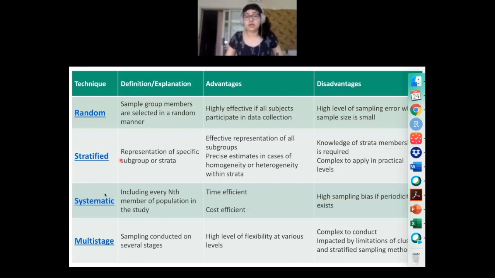I thought this was a helpful table for you all. It gets at the definitions, the advantages, and the disadvantages. And I'll post these slides so you guys can review this more on your own.